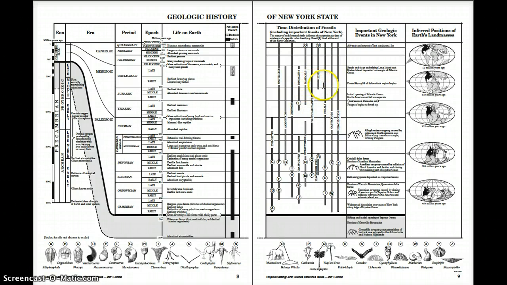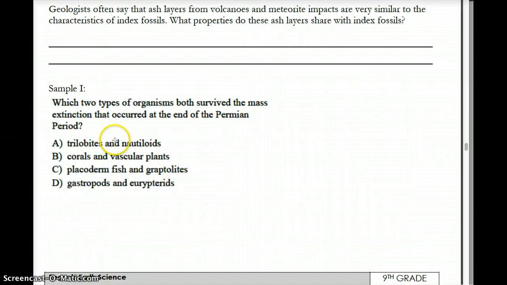Now, let me see. If I look here, vascular plants. I'm seeing dinosaurs, mammals, birds, vascular plants is right here. Oh, perfect. It looks like that also survived. So in this case, it looks like we actually have our answer, which is answer choice B.